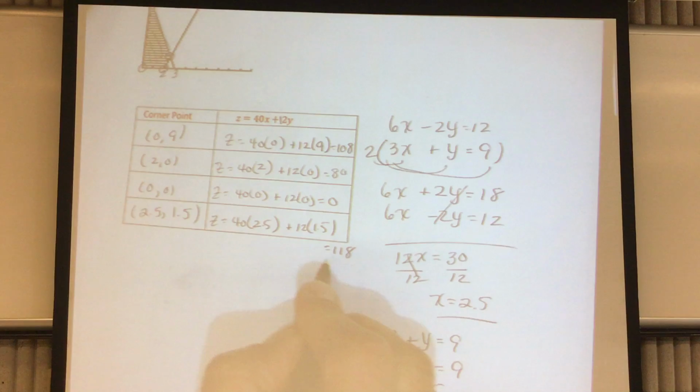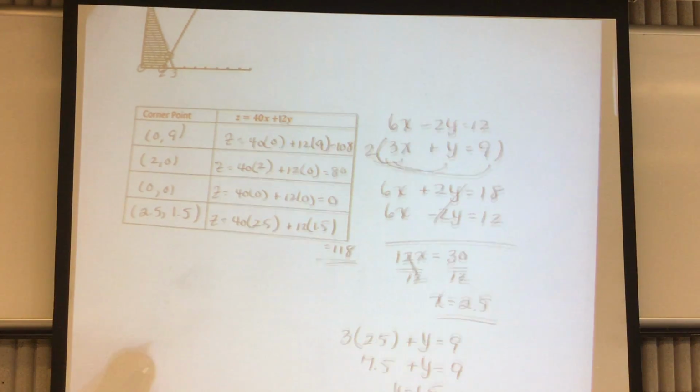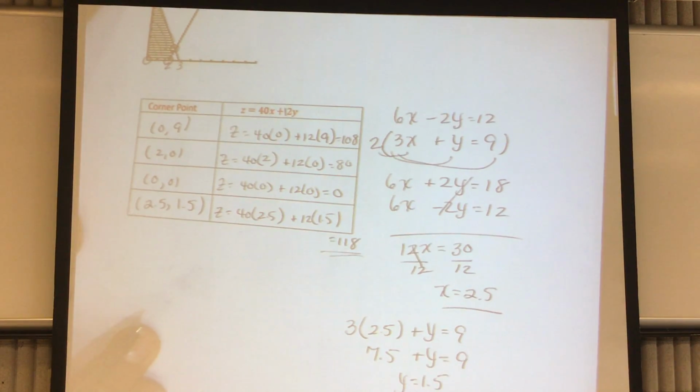And the maximum number is 118. Therefore, the function has a maximum value of 118 at point 2.5, 1.5.